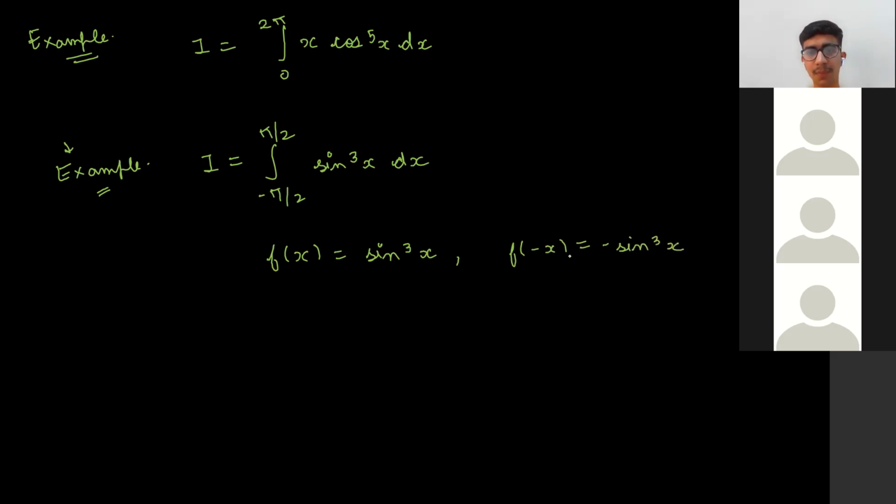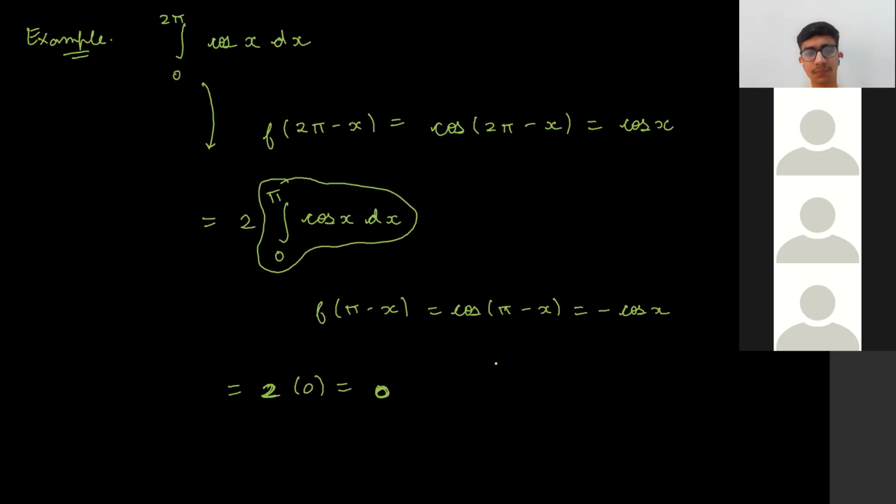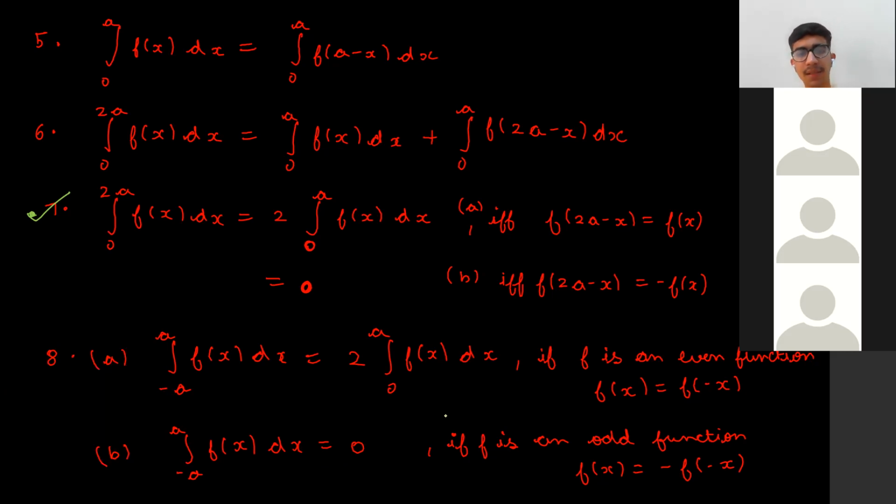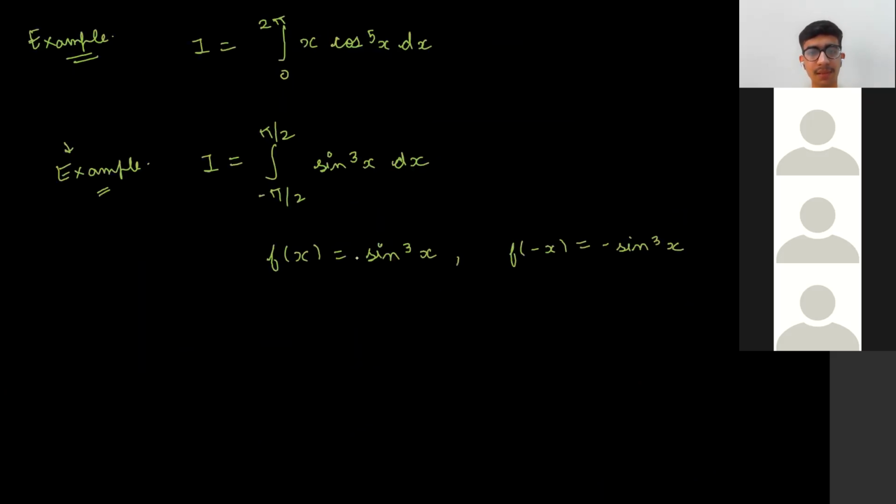Now since f of minus x is equal to minus of f of x, using property 8, what can we say for this integral? Property 8 says that if f of x is equal to minus of f of minus x, then the integral is 0. So clearly this is satisfying it, and this particular integral becomes 0. Try this question.